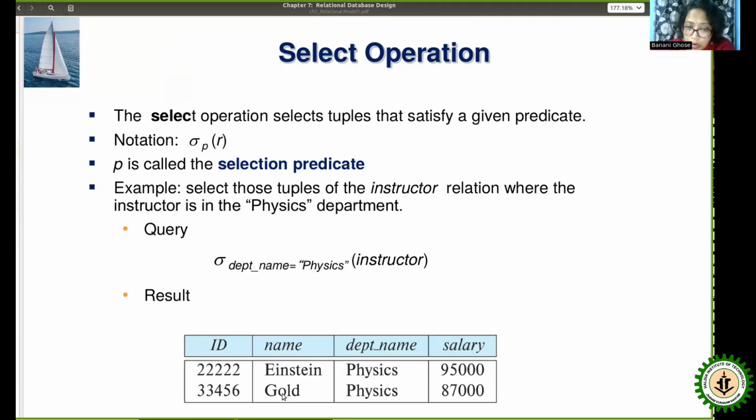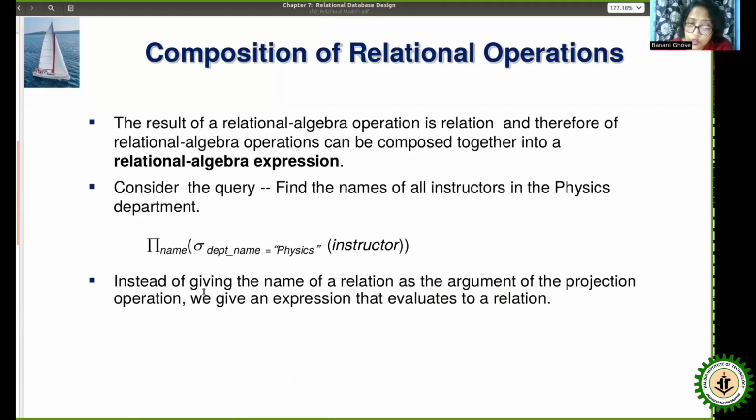From here, you have to cut only the name. So now you are interested in one particular column, so projection operation is to be applied. Projection, name, then you put a bracket, inside that the sigma operation is to be written. As we know, the bracketed portion will be executed first. So at first it will give the two rows which have physics as the department name. Then the names will be cut.